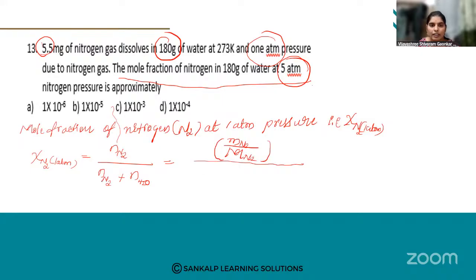divided by again N2, that is, given mass of nitrogen divided by molar mass of nitrogen, plus given mass of water. I take it as M H2O, given mass of water divided by molar mass of water.